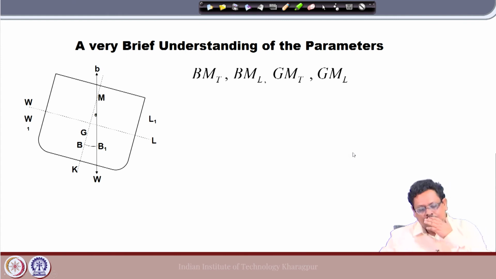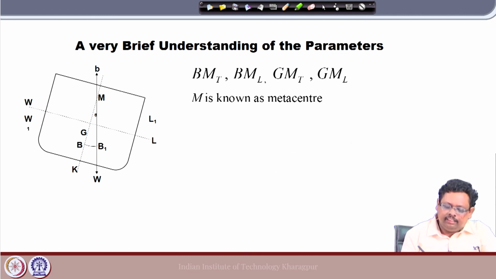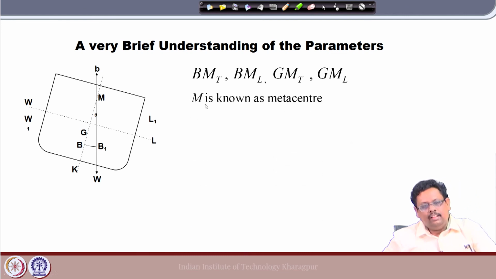Before that, we talked about the BML, BMT, GML, GMT. So let us try to find out what the M actually is here. Again, referring to the hydrostatics, everything is given nicely over there. For the sake of completeness, I am giving some basic standard definitions. Here M is known as the metacenter. Now, what is the metacenter?